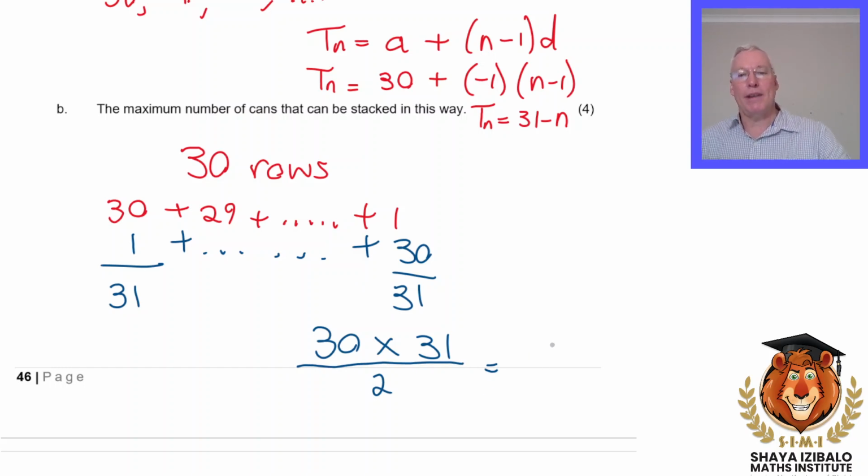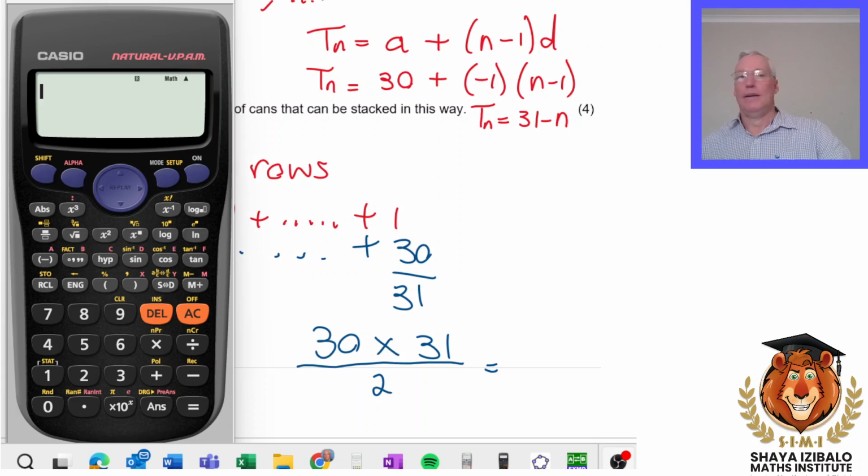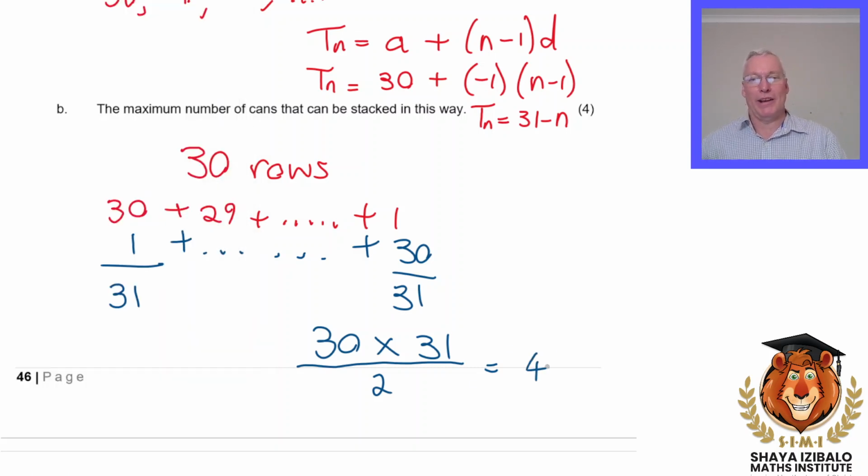15 times 31, I'm not sure. I think it might be 485, but I'm going to test myself. 15 multiplied by 31 is 465, just as I checked. 465. That's the total number of cans.